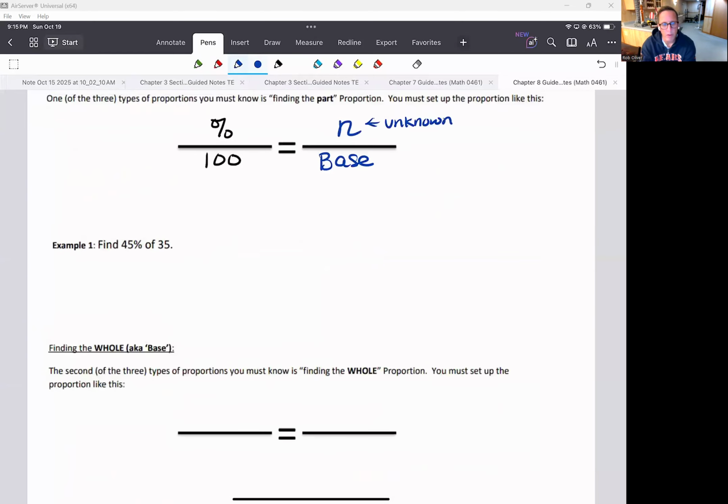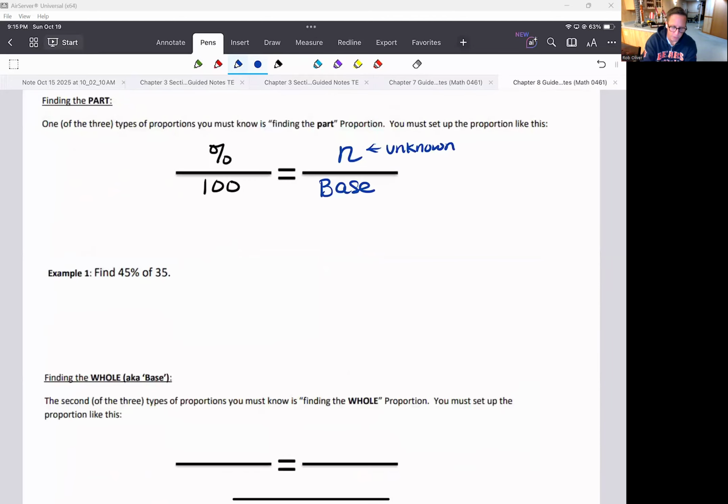We're going to solve all these using the percent proportion. So right here, find 45%. 45% is the percent, so we're just going to go ahead and write 45 over 100. That's your percent side, right? So 45 over 100.